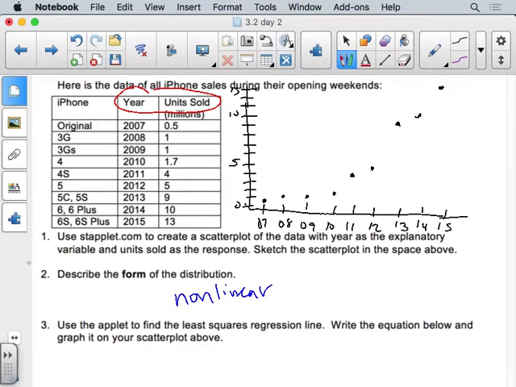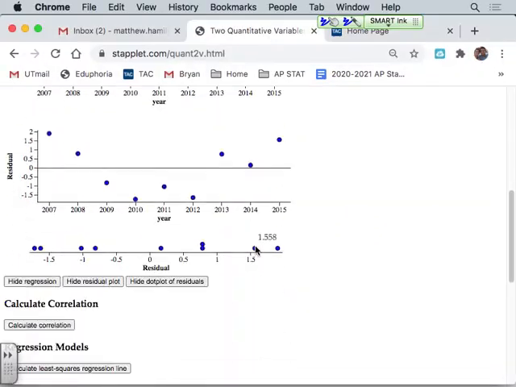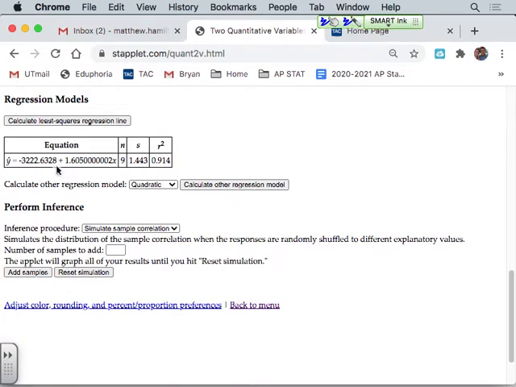Number 3, use the applet to find the least squares regression line. Once you click on the applet, it gives you that least squares regression line, which is a line of best fit. Those are interchangeable, kind of the best line that you could put there. Write the equation below. So you go to Staplet, and it had a massive amount of decimals. I think I rounded to 3.